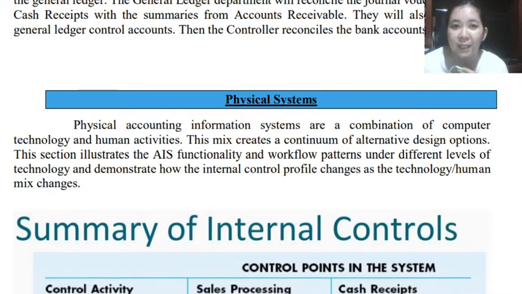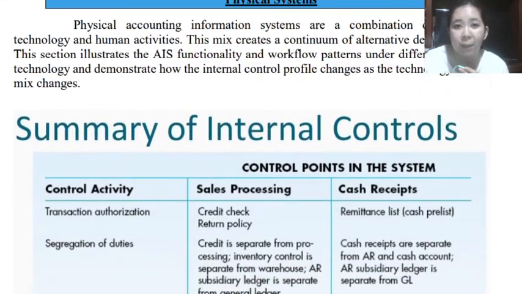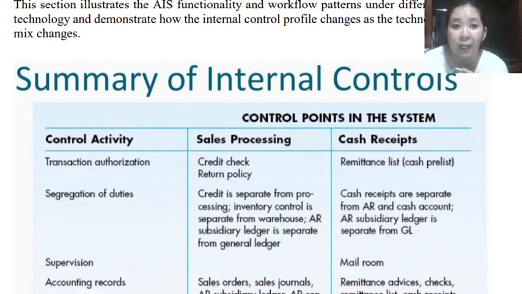In this illustration, we will be presenting the AIS functionality and the workflow pattern under the different levels of technology, and also demonstrate how the internal control profile changes as the technology or human mix also changes. So we have here the summary of internal controls for our physical systems for the revenue cycle.